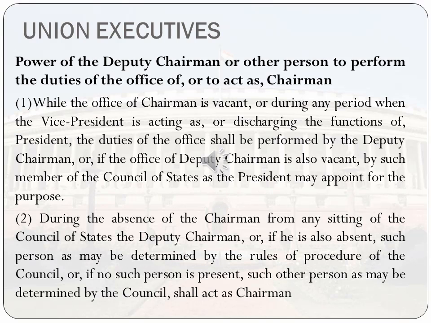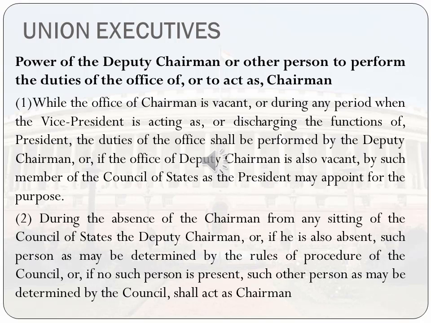In this slide we shall see the power of the deputy chairman or other person to perform the duties of the office of the deputy chairman or to act as deputy chairman. While the office of the chairman is vacant, or during any period when the vice president shall act or discharge the functions of the president, the duties of the office shall be performed by the deputy chairman, or if the office of deputy chairman is also vacant, by such member of the Council of States as the president may appoint for that purpose.